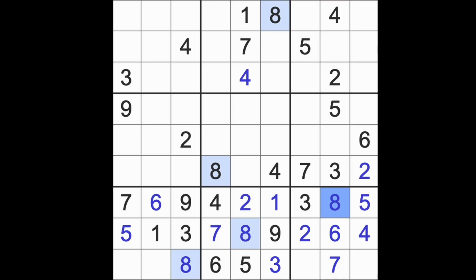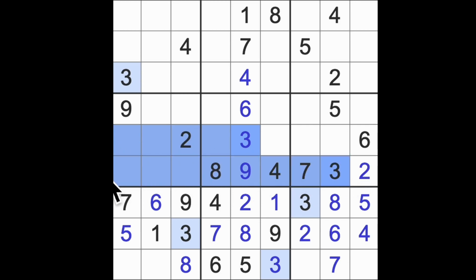Don't have any completed digits yet. Okay, so 9 taking care of these 3 squares, so there's the 9 for that row. What's left here? 3 and what? 3 and 6, yes, so 6 blocking there, there's the 6, there's the 3. 3 across here and across here and up there gives us 3.